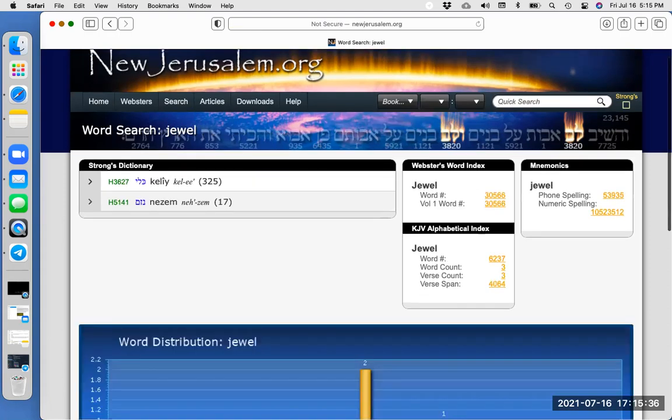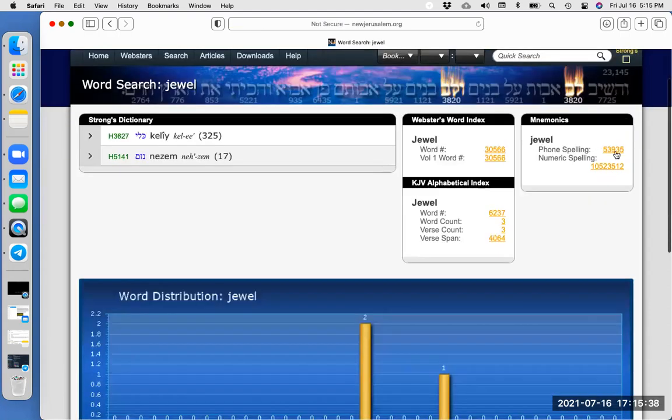Now, where would you like to go? Here is a phone spelling, numeric spelling. This is the jewel, Webster and its number. And this is the alphabetical listing, 6237. And over here are the Hebrew words that you have to choose from. Most of the ladies went here. Yeah, that's the one I was looking at.